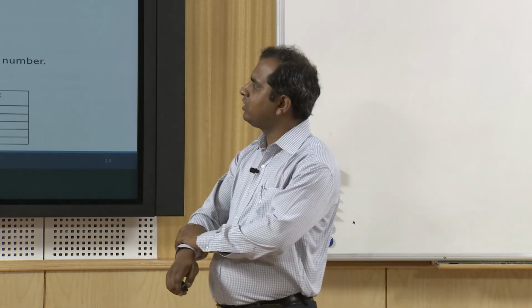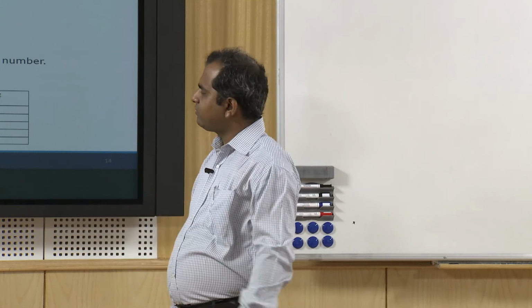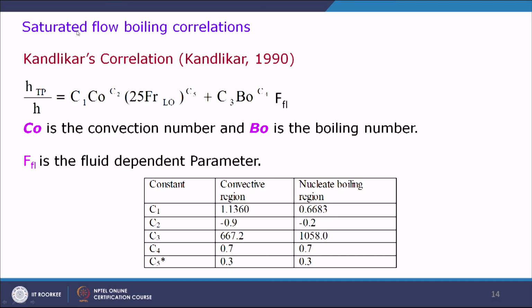Next, let us see in case of flow boiling how we can find out the heat transfer coefficient. There are few correlations. The famous one is called Kandlikar's correlation, who has given the correlation in 1990. So, he has mentioned that the two phase flow boiling heat transfer coefficient HTP can be found out as H multiplied by C1 CO to the power C2 multiplied by 25 Froude number LO, liquid only, to the power C5, plus C3, and this is boiling number. So, boiling number to the power C4 and FFL.